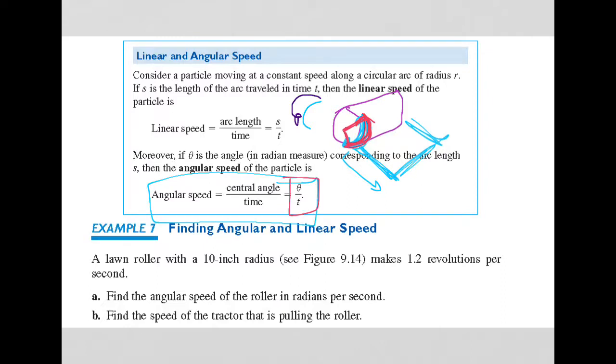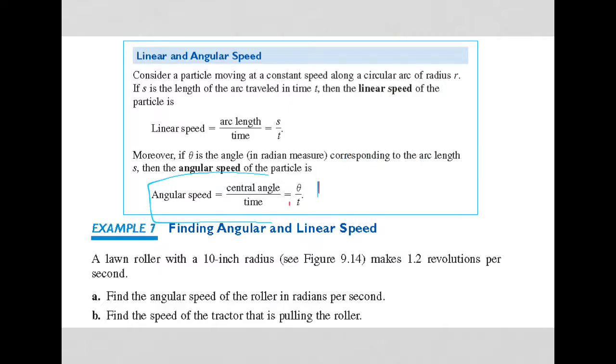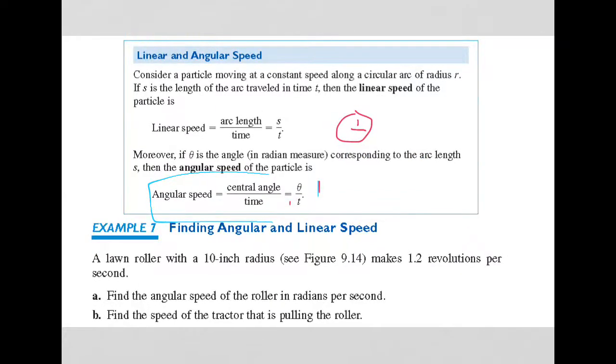So if a lawn roller with a 10-inch radius, same exact idea as what we just drew here, so I'm going to draw a new one. We've got this radius is 10. Okay, I need to draw that bigger. Okay, how about this right there? Radius is 10. It's a lawn roller, so it's going out like that. I'm not the best artist in the world, but that's okay. We will all survive. We've got this lawn roller, 10-inch radius, makes 1.2 revolutions per second. And we want to find the angular speed of the roller in radians per second.